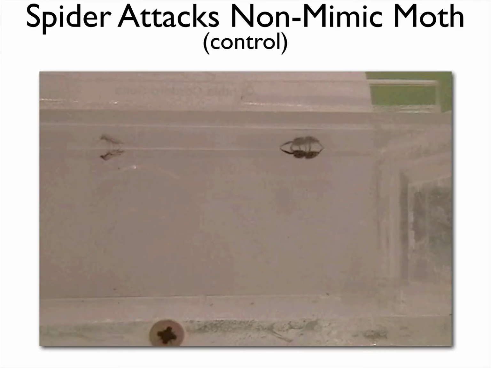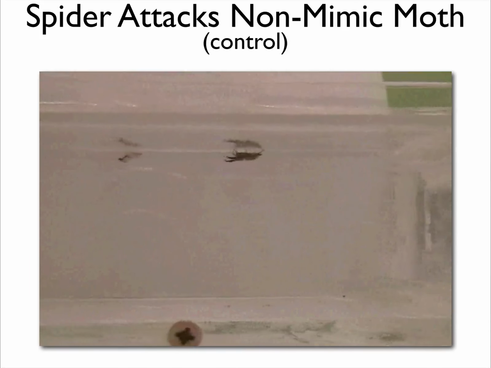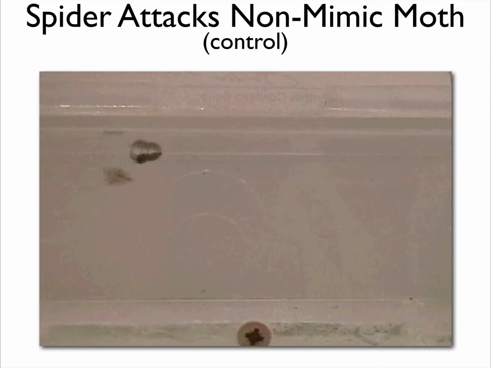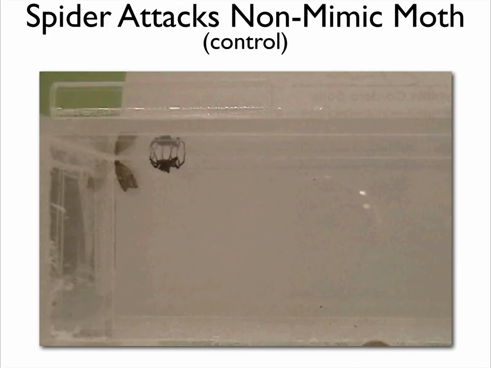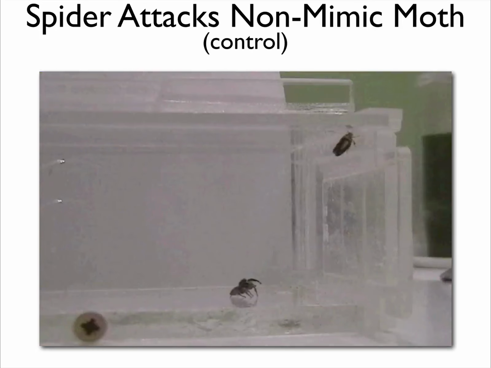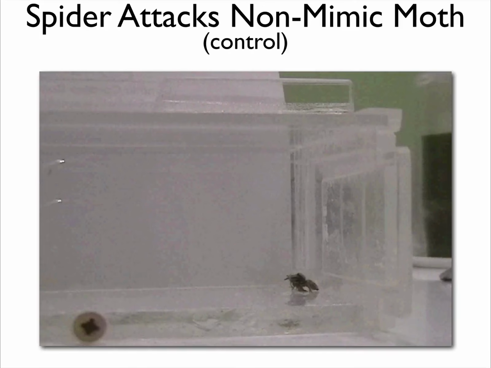Here we have a jumping spider that is just attacking a non-mimic moth. It's a different species of moth. It's not a metalmark. So this is just to show that jumping spiders like to attack and eat moths. It's a control group. Jumping spider down there is going after the moth. Moth tries to fly away. Not as good as the jumping spider.